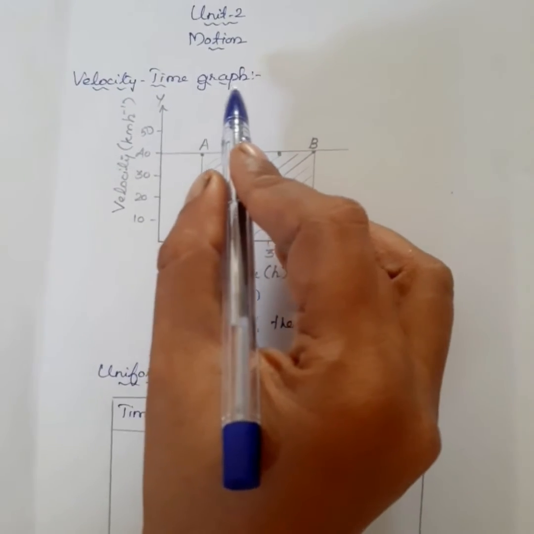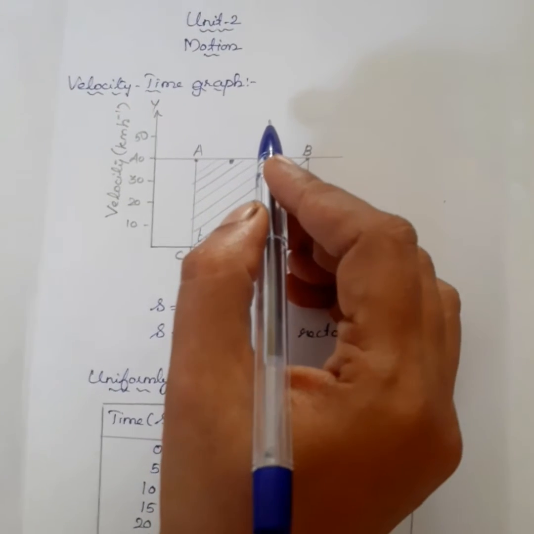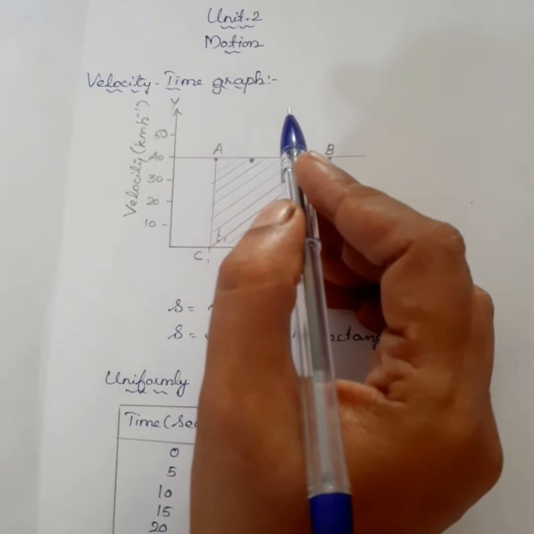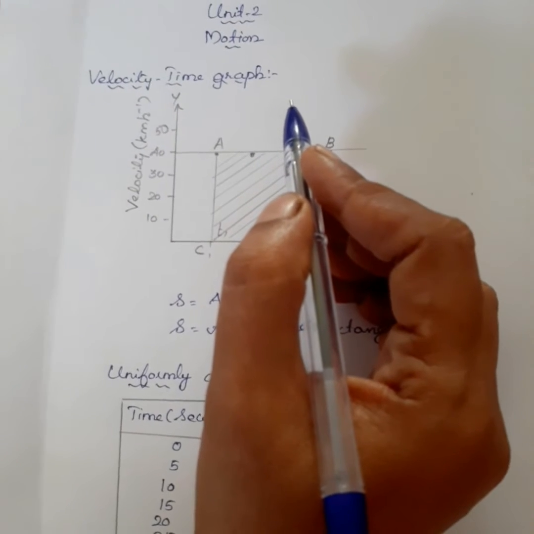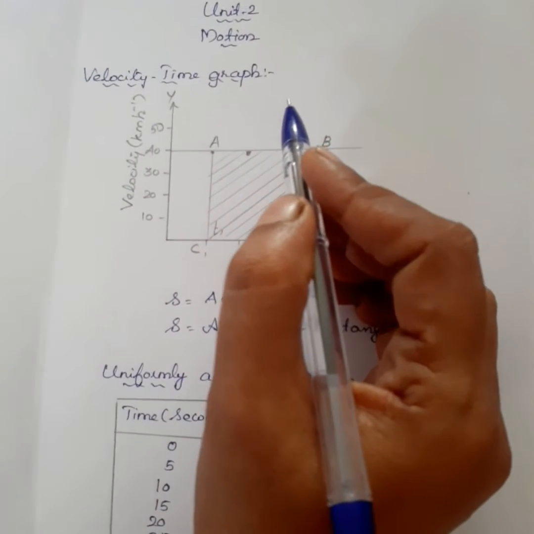In the last class we have seen about types of motion, uniform and non-uniform motion, distance and displacement, and the graphical representation of motion along a straight line, the distance time graph for uniform motion.